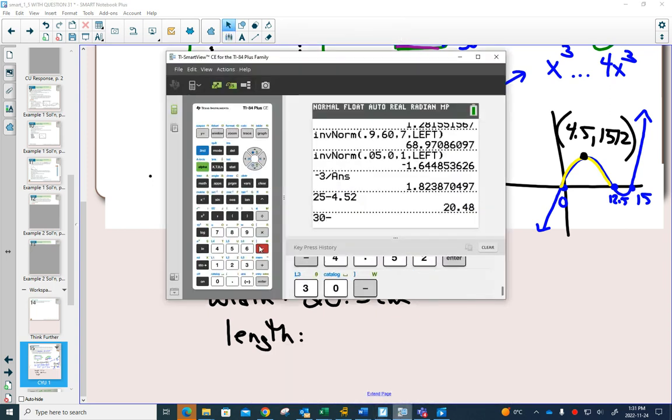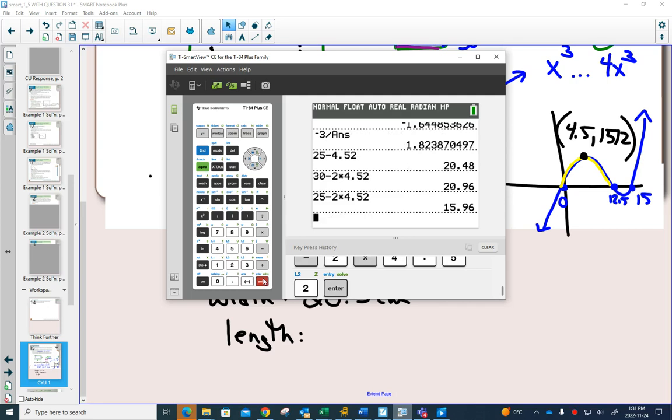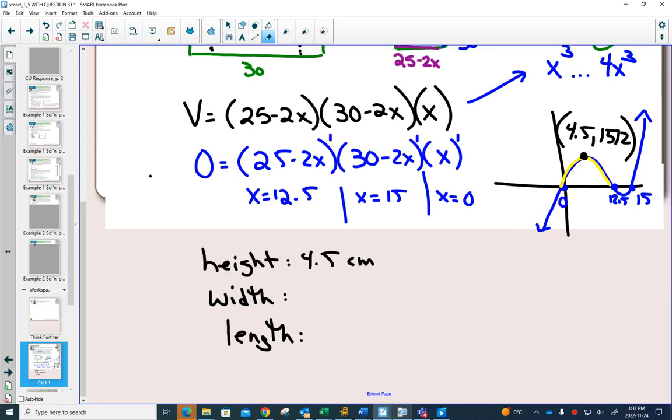would be 30 minus 2 times, oh, shoot, I screwed up on the last one. I have to redo it. You see what I forgot? I forgot the 2 times on the last one. I'll redo it. 25 minus 2 times 4.52. So I should get, well, it still rounds to 21 and 16. So this will be 16 centimeters and 21 centimeters. And those will be the dimensions to give us the maximum volume.